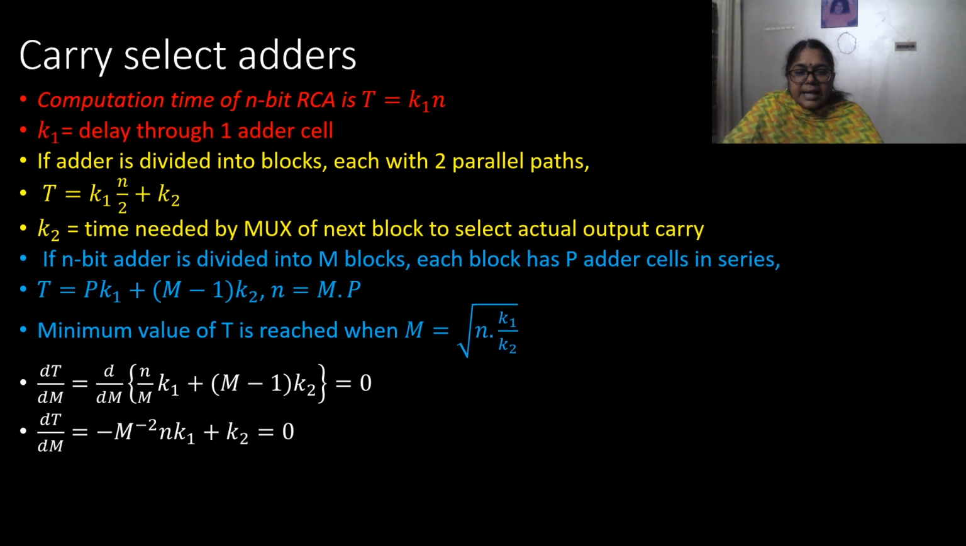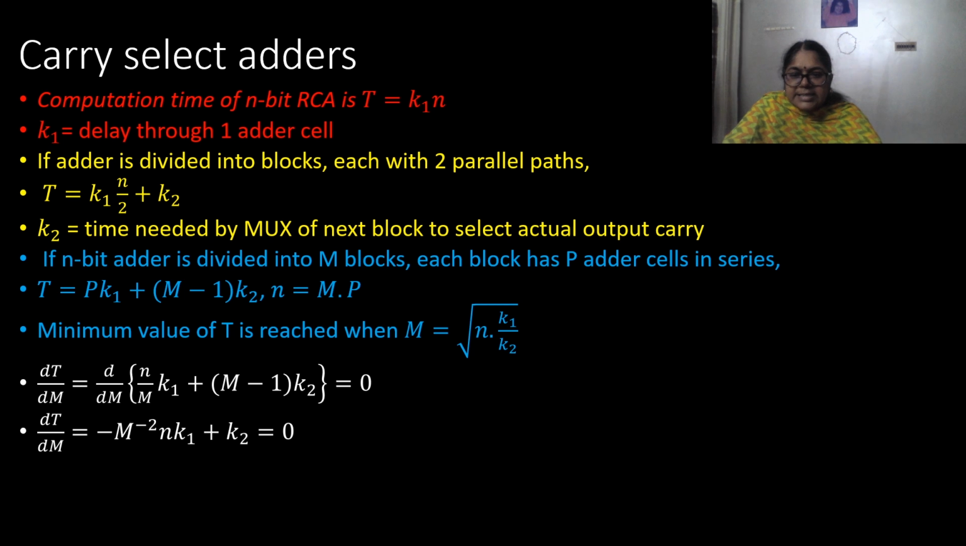Now, if the n-bit adder is divided into m blocks, each block has p adder cells in series. In the previous diagram, the 6-bit adder was divided into 3 blocks, and each block has 2 adder cells in series. Every adder cell has its parallel path, in which another adder cell is present.